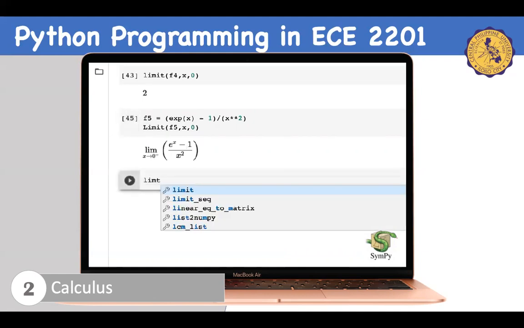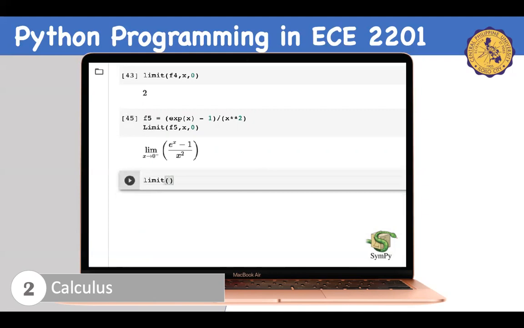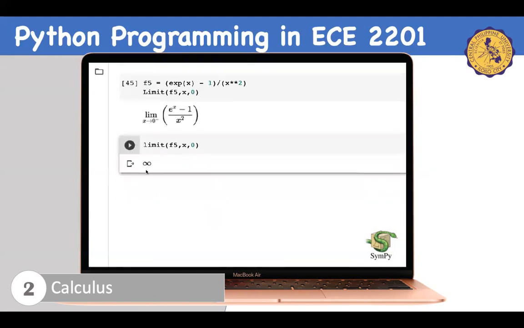To solve for that value, we use the lowercase limit of f5, and then x approaches 0. That's the value of your limit, equal to infinite.